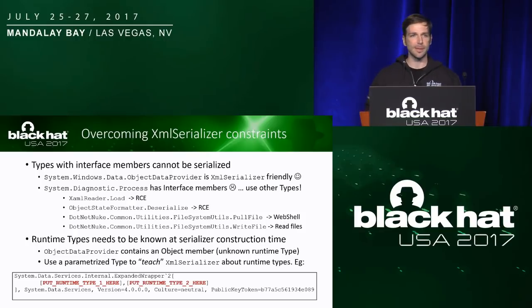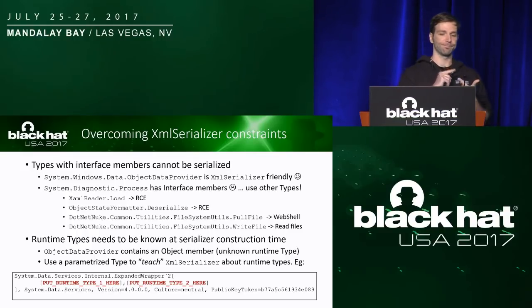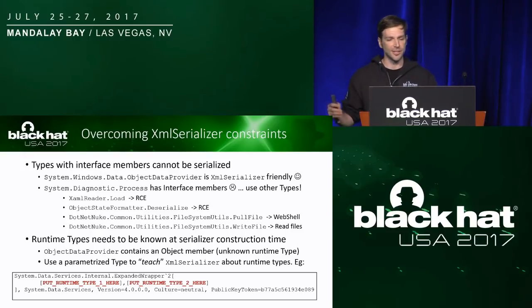XML serializer is by far the most limited serializer in the .NET family, so it was a challenge for us. If we were able to get arbitrary code execution in this case, we were sure that we could do that for any other library. So we wanted to use our ObjectDataProvider gadget. And so far so good, because it's XML serializer friendly. It can be serialized by XML serializer, no problem at all. However, if we want to invoke Process.Start, then we get our first problem, because Process contains interface members. As I said, XML serializer is very limited. It cannot serialize types with interface members. It cannot serialize types with System.Type properties, for example, and has many other limitations. So we couldn't use Process.Start as the final gadget.